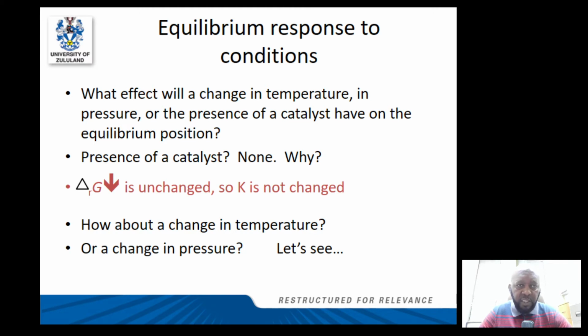So if we calculate the reaction Gibbs energy of a reaction before the presence of a catalyst and also after the presence of a catalyst, it has been found that the reaction Gibbs energy will be unchanged. So even the equilibrium constant will also be unchanged. In other words, the presence of a catalyst in a reaction does not have any impact on the reaction Gibbs energy or on the equilibrium constant. How about a change in temperature, or a change in pressure?